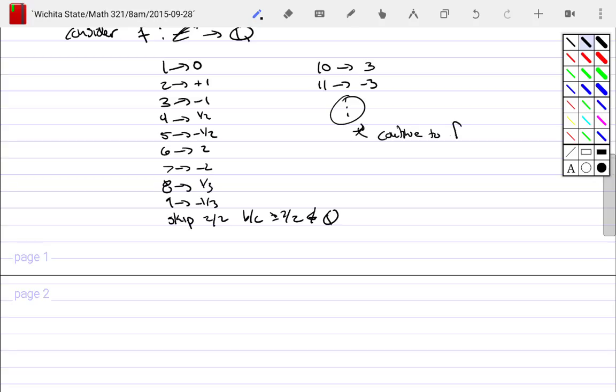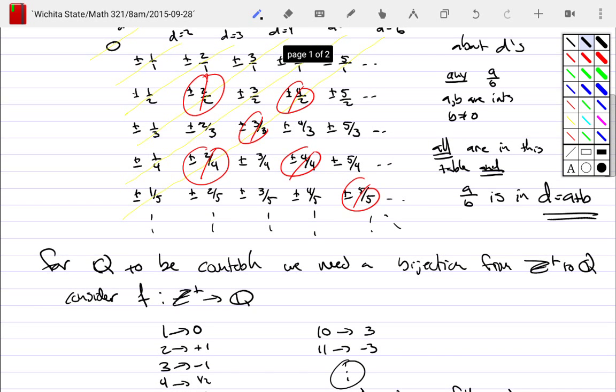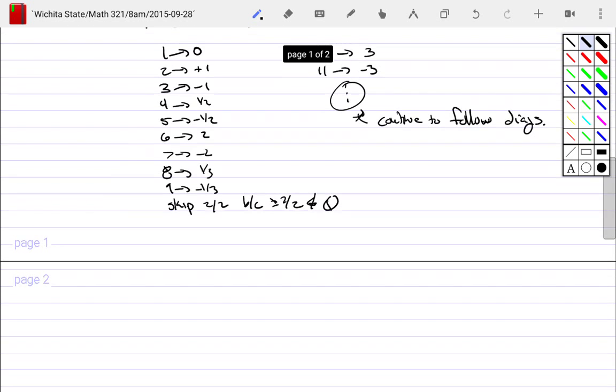Continue to follow the diagonals as stated above, right? As I said, we have to state what the diagonals are. If you don't state what the diagonals are, we don't know what you mean, what diagonals are you talking about. We continue to follow the diagonals as stated and skip any a over b that is not in the rationals.